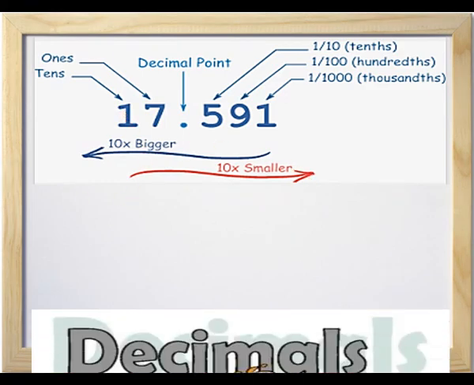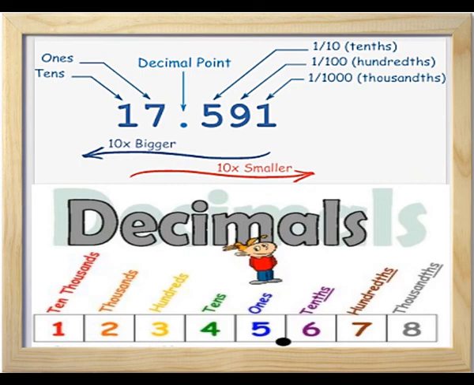Let us take another example and read this number. We have 1 in the ten thousands place, 2 in the thousands place, 3 in the hundreds place, 4 in the tens place, 5 in the ones place, 6 in the tenths place, 7 in the hundredths place, 8 in the thousandths place. So the number is read as 12,345 and 678 thousandths. Understood, children? Is it clear to you all?